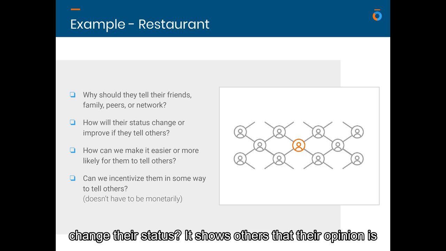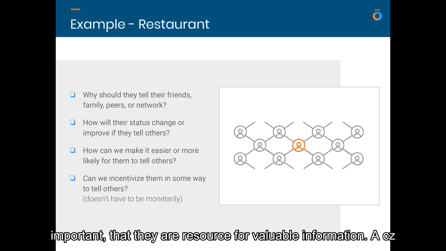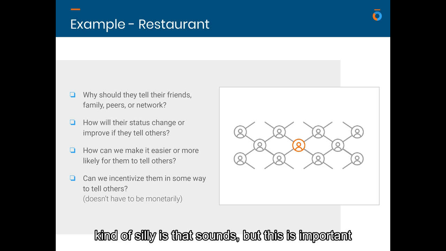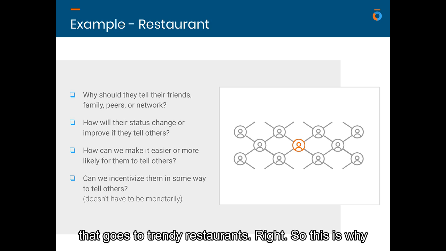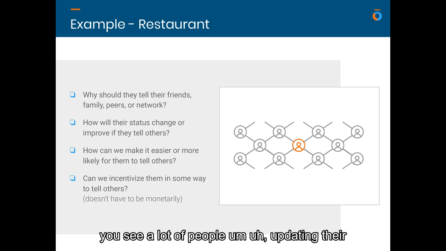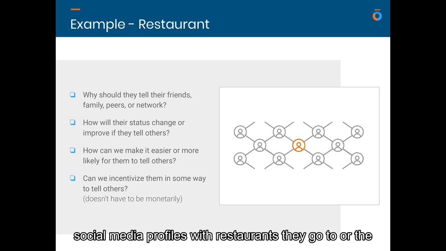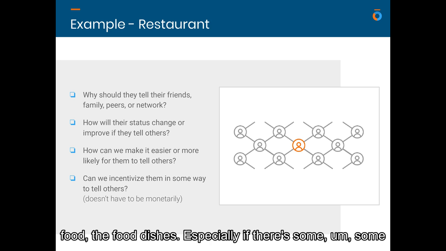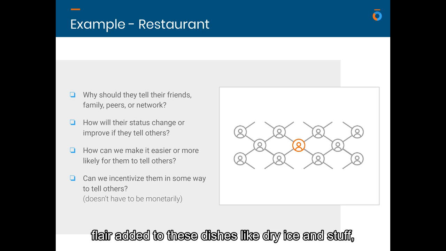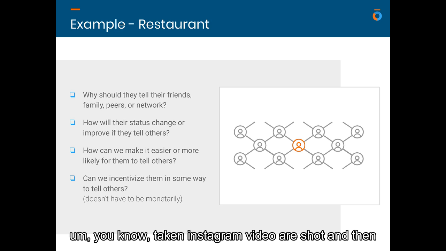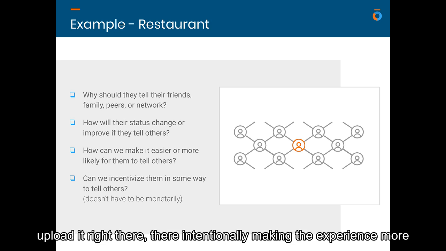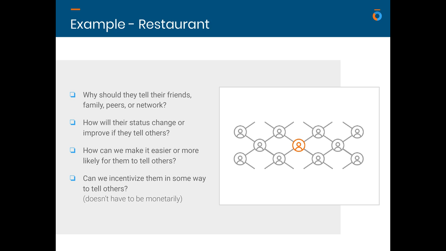It shows others that their opinion is important, that they are a resource for valuable information. As kind of silly as that sounds, this is important information. It also shows that they're the type of person that goes to trendy restaurants, right? So this is why you see a lot of people updating their social media profiles with restaurants they go to, or the food dishes, especially if there's some flair added to these dishes, like dry ice and stuff, right? The restaurants create these experiences so that people can take an Instagram video or a shot and then upload it, right? Because they're intentionally making the experience more shareable.